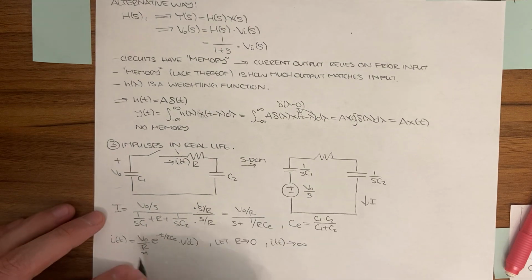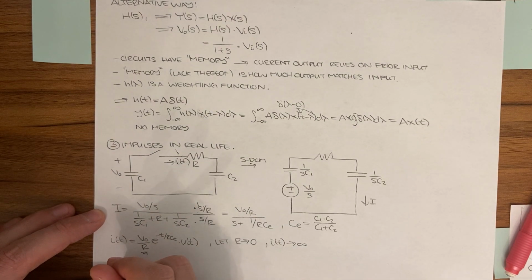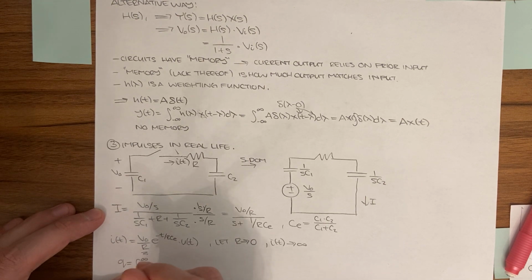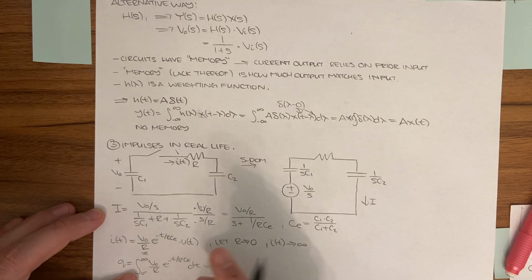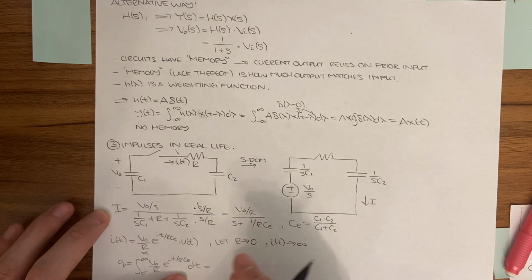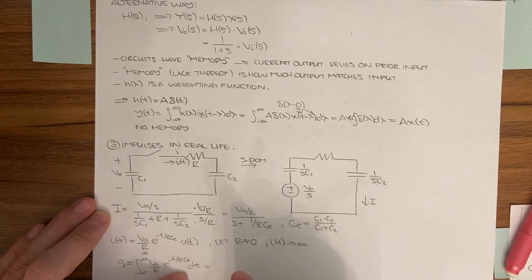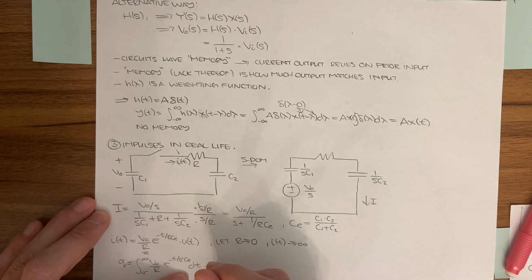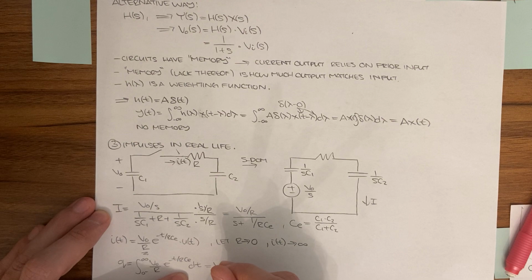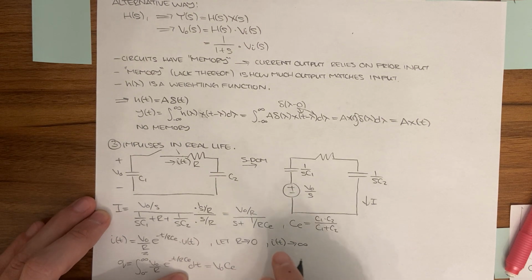Similarly, if we want to integrate over the whole thing, essentially what that will do is give us the whole charge. So we're integrating from 0 minus to infinity, V naught over R, e to the minus t over R, C equivalent, dt. If we do this integral and then let R essentially go to 0, we end up with just V naught C equivalent.